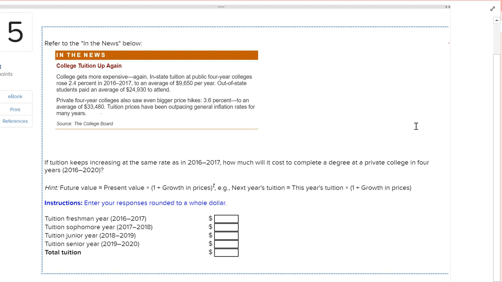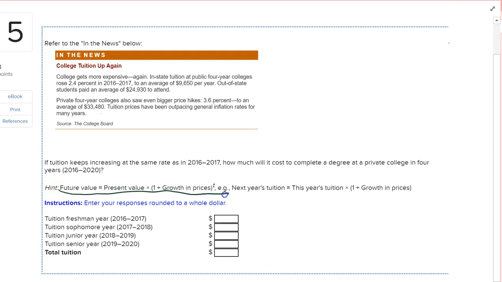So we're going to use the future value formula that's given right here. And we're told that if the rate of growth continues at 3.6%, what is it going to be in future years? So if we start with 2016, 2017, that information is given to us. So we know that that's 33,480. And then the next one, we're going to add that 3.6% growth.